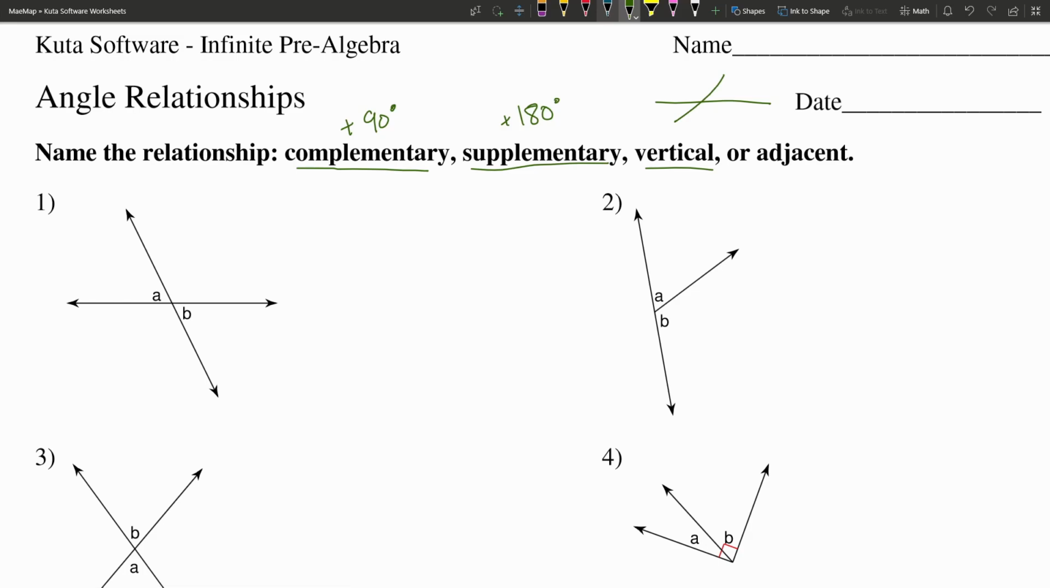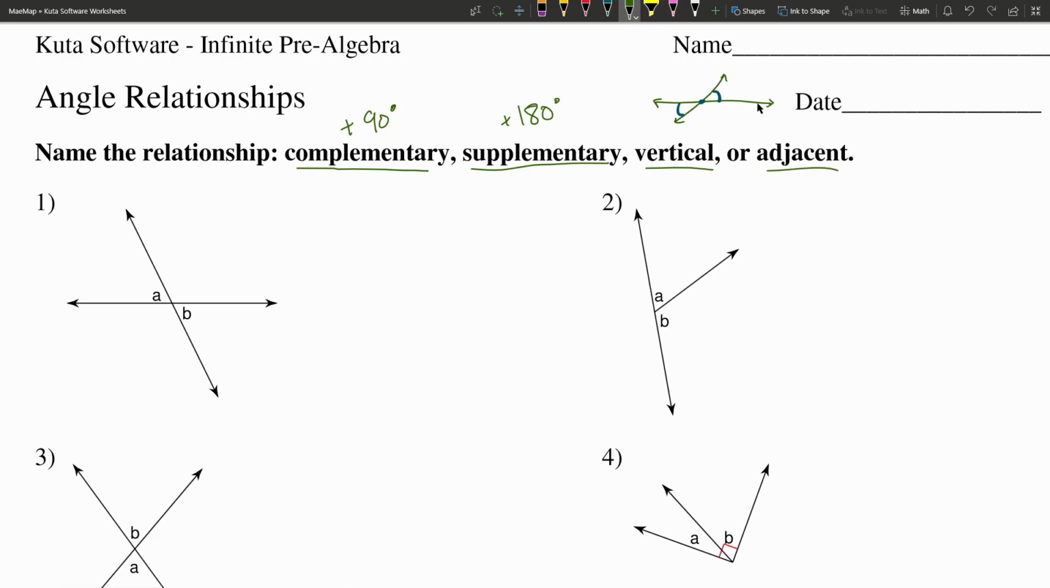As far as vertical angles go, this angle and this angle are vertical angles because they share that common vertex, but they don't share a side, and they're formed by two lines that intersect. So again, vertical angles share a vertex, but are opposite. So those sides are not shared, but the vertex is.